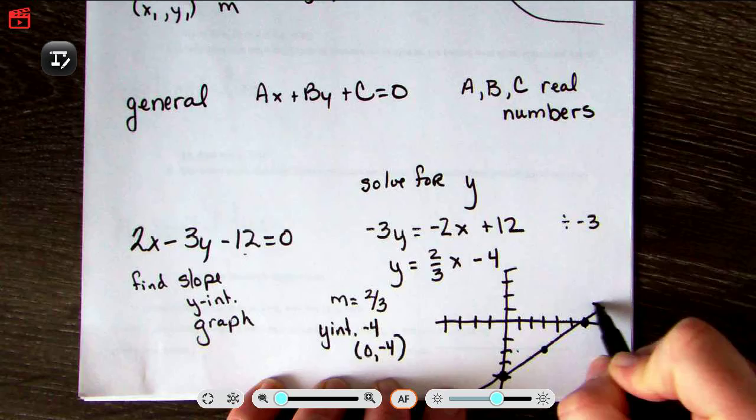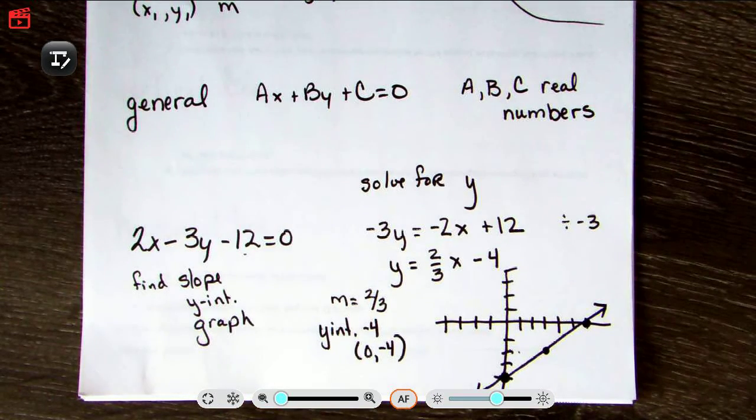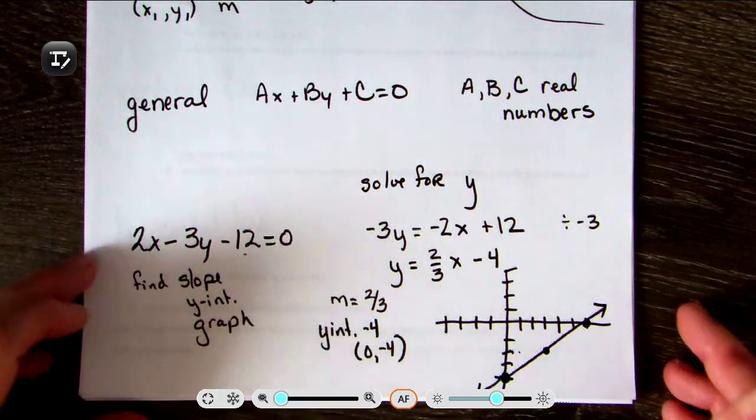and then I'm going to connect the dots. And of course this is a straight line, so I will put the arrows on the ends to indicate that it does keep going.